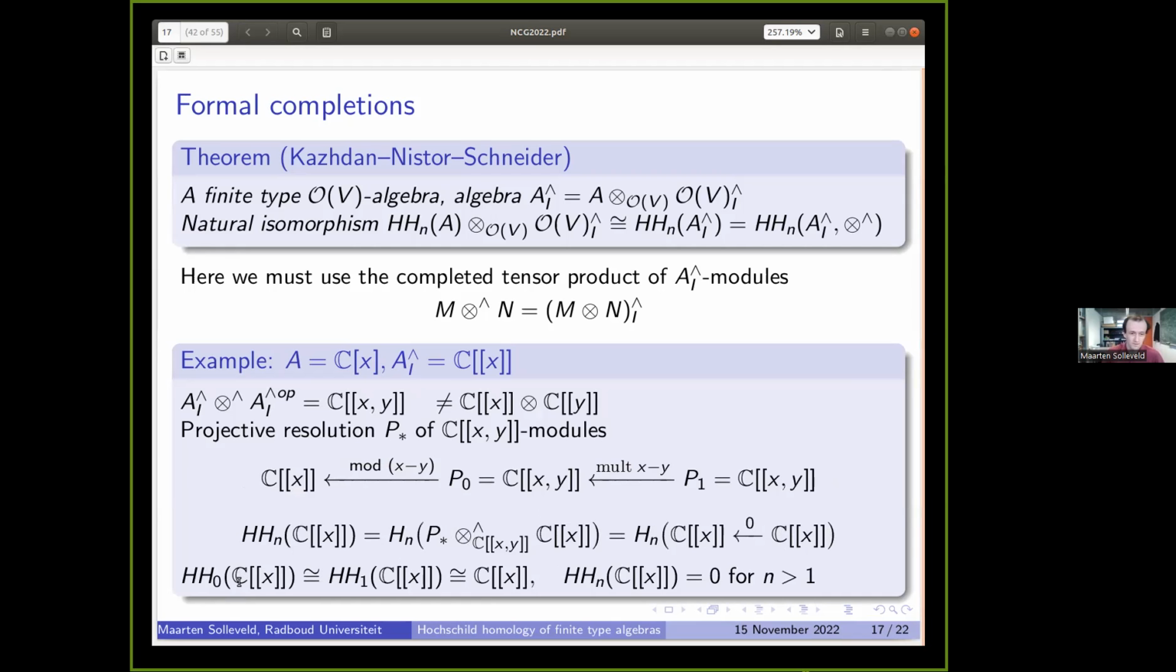And you see that you get again some kind of differential forms. In degree 0, you get the algebra back, and in degree 1, you get some kind of differential forms on this formally completed algebra. So this will be a very local version of the result I'm going to tell you in a few minutes.